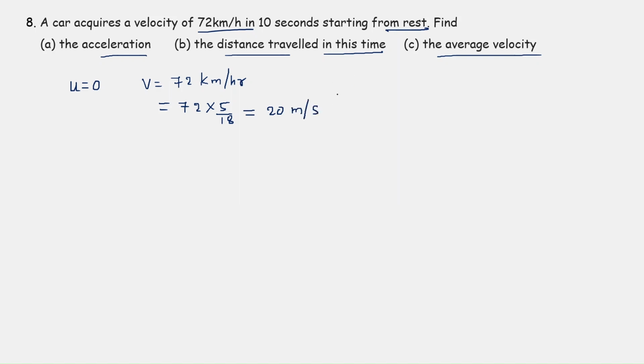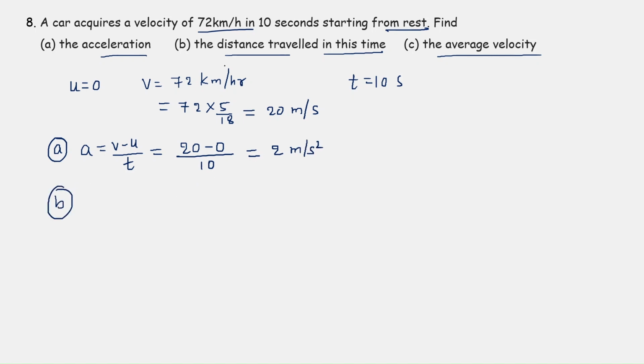So next, what is the time they have given? Within 10 seconds, it will reach that final velocity of 20 meter per second. So next, what we have to find out? We have to find out acceleration, distance traveled, and average velocity. So let us find out the first one, acceleration. What is the acceleration formula? Very easy. a equals to v minus u by t. We can use the first equation of motion. Final velocity they have given 20, initial velocity is 0, the total time taken is 10. So acceleration is 2 meter per second square.